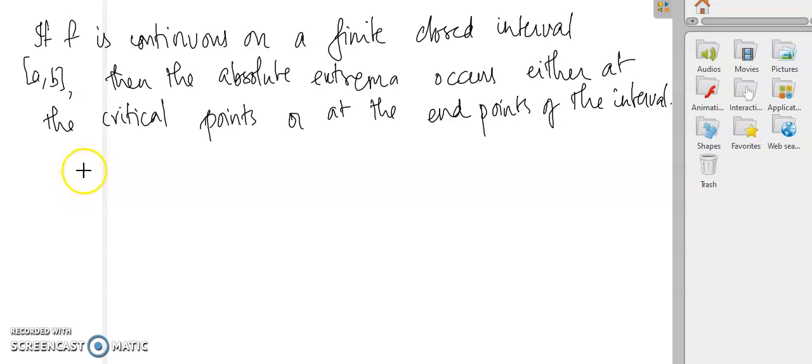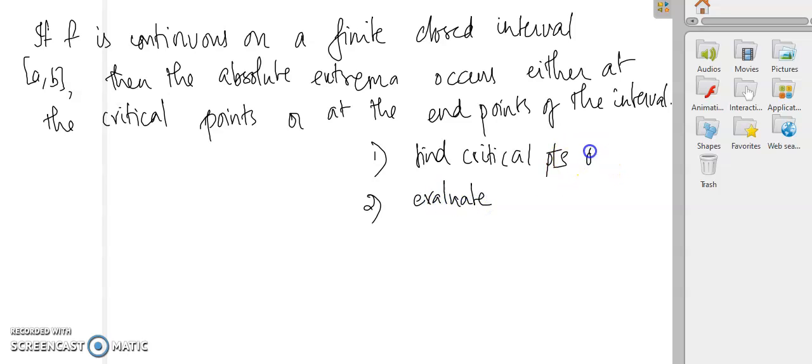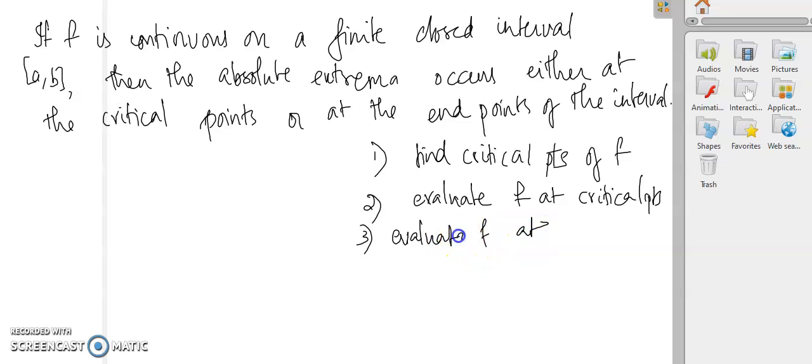So therefore, when you find the absolute maximum on a closed interval [a, b], the first step is to find the critical points. So find the critical points of f, then evaluate f at the critical points and evaluate f at the two endpoints.